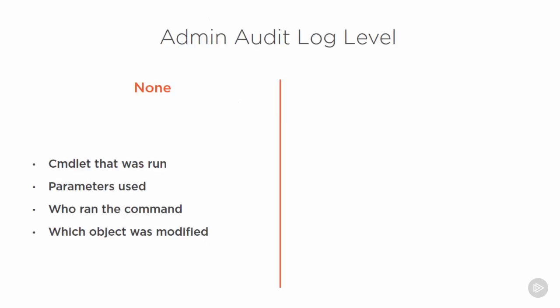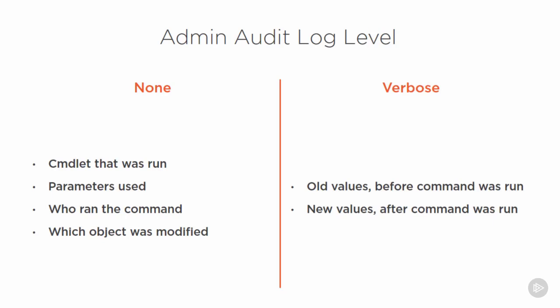A log level of none sounds a bit useless, but what it actually means is that the cmdlet that was run, the parameters that were used, who ran the command, and the object that was modified by the command are all logged. The other value is verbose, which also logs the old and new values for the properties that were modified. Useful information, so increasing the log level to verbose is worth considering.